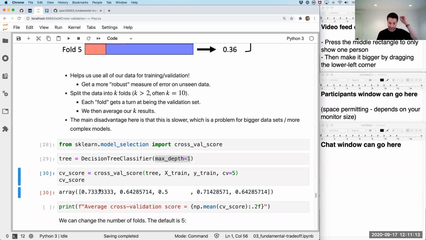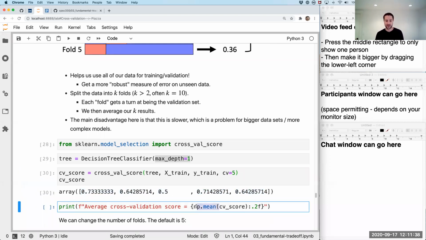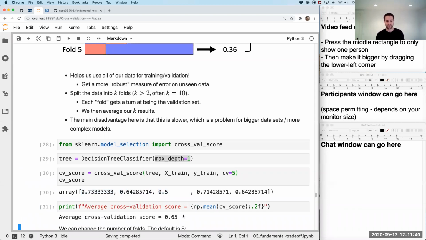And so what it's doing under the hood is taking my training data, say 150 of you. The first 30 of you are used for validation, the rest for training. The next 30 of you are used for validation, the rest for training. The next 30 of you are used for validation, the rest for training. And each time I'm getting a score. And then I can take the mean or the average of these scores, which is 0.65, and I get something more robust or more trustworthy than if I only did one split.